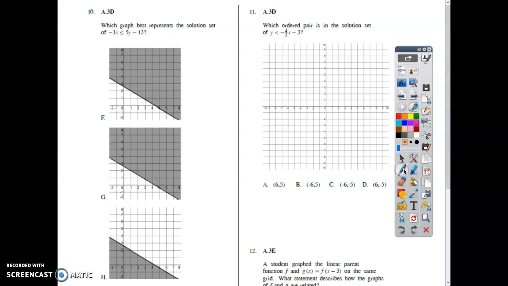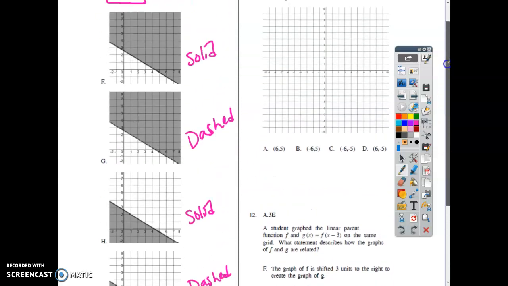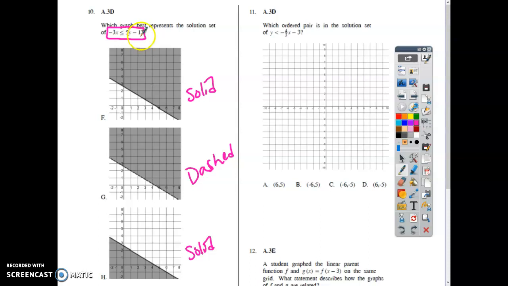Problem number 10 is super easy. You're going to type this in Desmos, and you're going to see which one looks the same. Don't forget, some of these are solid line, and some of these are dashed. There is a difference between solid and dashed. You will get the wrong answer if you pick the wrong one. Solid, dashed. Okay, so just go put that inequality in Desmos and see which one matches it.